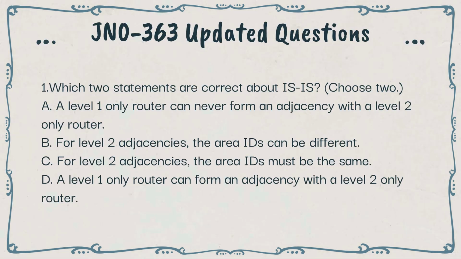1. Which two statements are correct about IS-IS? Choose 2. A. A Level 1 only router can never form an adjacency with a Level 2 only router. B. For Level 2 adjacencies, the area IDs can be different. C. For Level 2 adjacencies, the area IDs must be the same. D. A Level 1 only router can form an adjacency with a Level 2 only router.